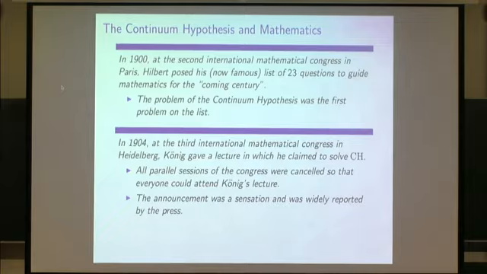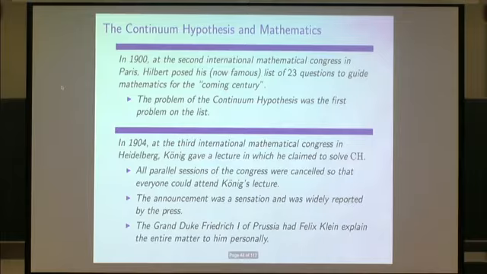In 1904, at the Third International Mathematical Congress in Heidelberg, Koenig gave a lecture in which he claimed to solve CH. This is from Wikipedia. All parallel sessions of the Congress were canceled so that everyone could attend Koenig's lecture. The announcement was a sensation and was widely reported by the press. The Grand Duke Frederick I of Prussia had Felix Klein explain the entire matter to him personally. The proof was wrong.